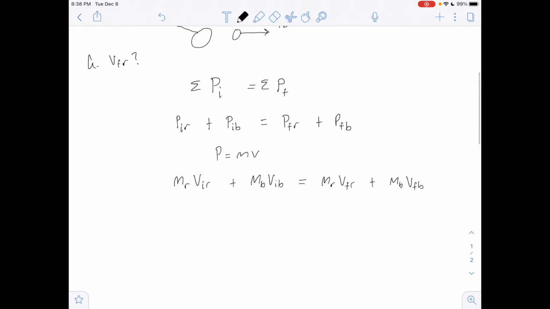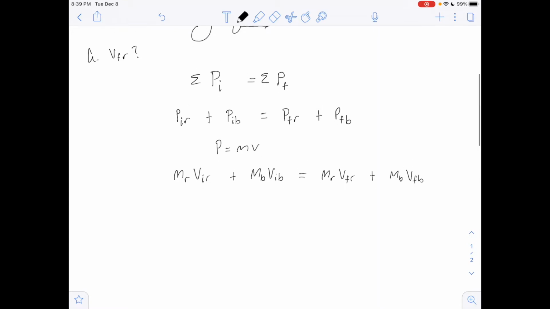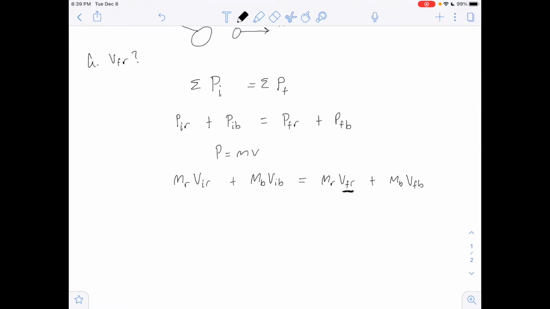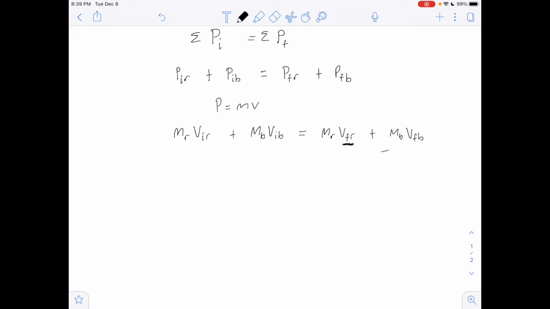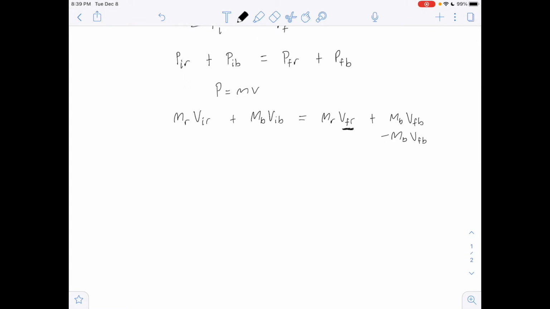So from here, you could plug all of these numbers in, and it looks more like a math problem that you're used to, but I like to solve for the value that I'm trying to find and then plug numbers in last. So I'm going to get v final of the racket by itself. First thing to do that is we're going to subtract the momentum final for the ball, so mass of ball, v final ball, from both sides. And if we do that, then we're going to have this term alone, so mass of the racket, v final racket, is equal to mass of the racket, v initial racket, plus mass of the ball, v initial ball, minus mass of the ball, v final ball.